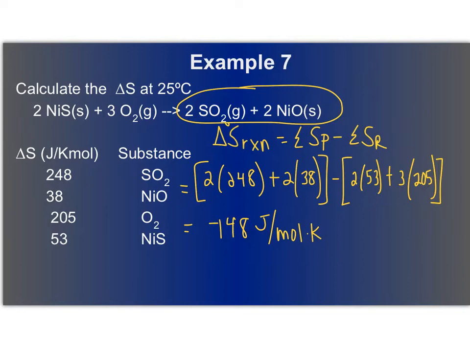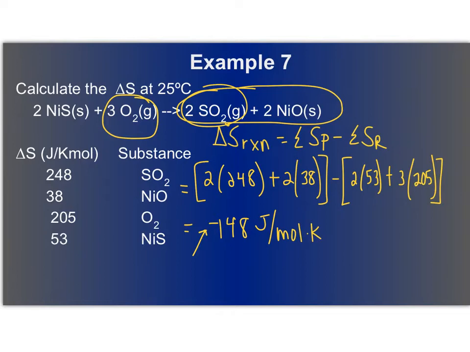Qualitatively again, we can notice that we are going from 3 moles of gas to 2 moles of gas. That is a decrease in entropy, and that negative sign once again is proving that entropy will decrease in small amounts in this reaction.